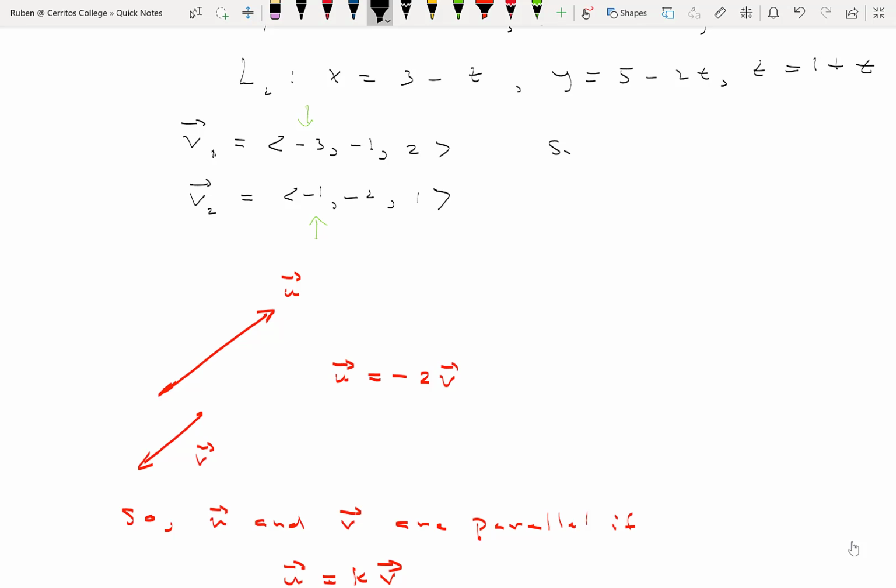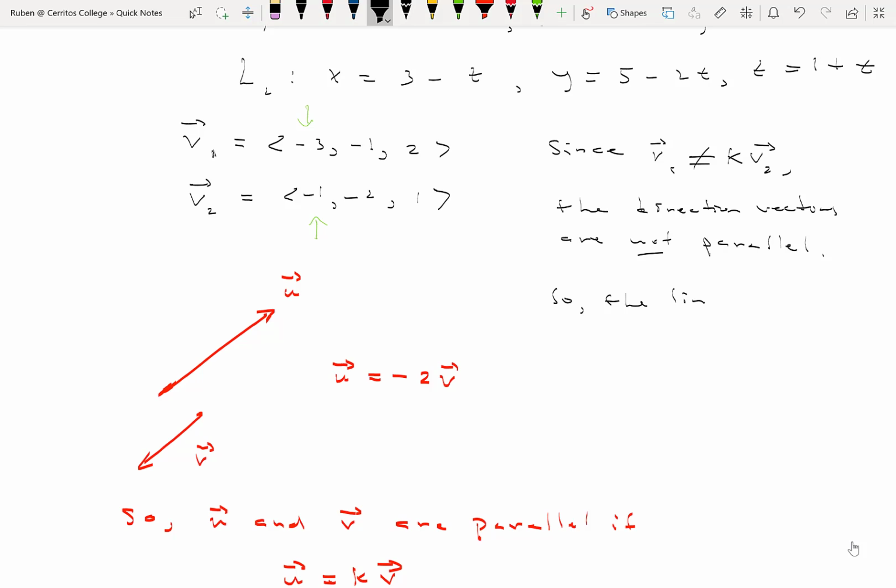Since v1 is not equal to some scalar multiple of v2, the direction vectors are not parallel. So the lines are not parallel.